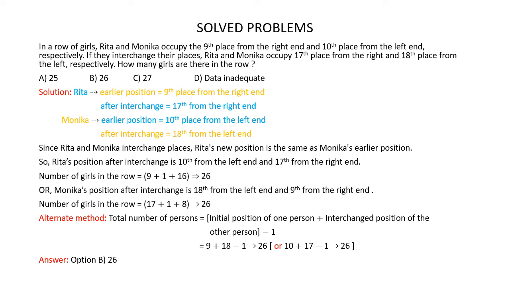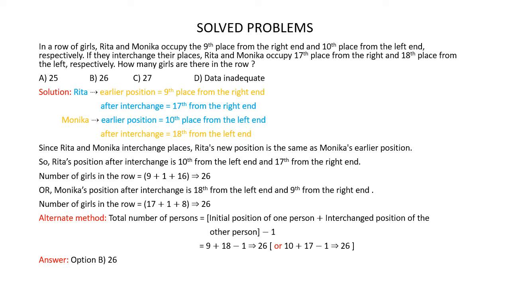In a row of girls, Rita and Monica occupy 9th place from the right end and 10th place from the left end, respectively. If they interchange their places, Rita and Monica occupy 17th place from the right end and 18th place from the left end, respectively. How many girls are there in the row? You are given 4 options and you have to find out which of these options is the correct one.